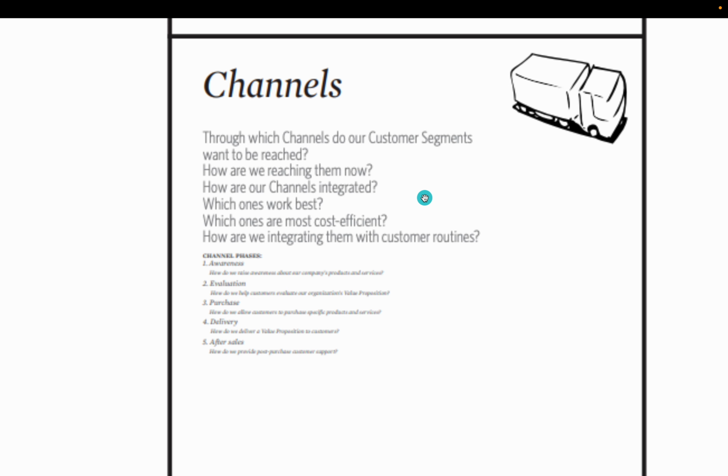How are you reaching the customer? A simple example would be, let's say you have a flower shop and you need to deliver flowers. The channel would be what? It would be like delivery trucks. I don't know, flower delivery.